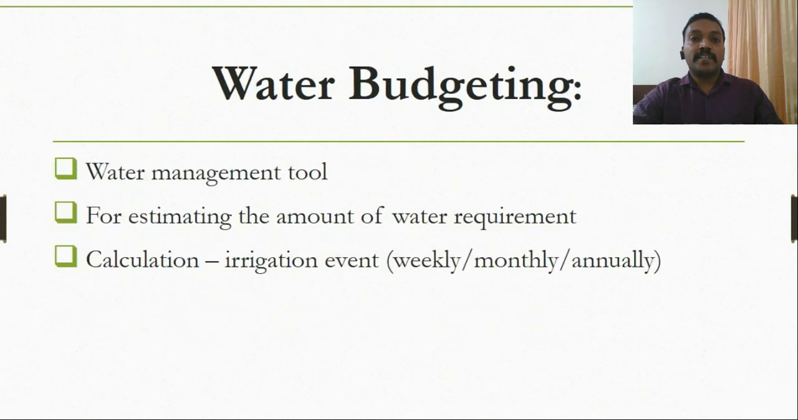And the next important aspect in the nursery is about the water budgeting. It is a very important and significant water management tool extensively followed in the forest nursery, and basically it gives the estimation of the amount of water required in the nursery area. It is basically calculated based on the calculation of monthly or weekly or annual irrigation happening in the nursery area. This is a very important tool helping in determining the water requirement of the plants in the nursery area.